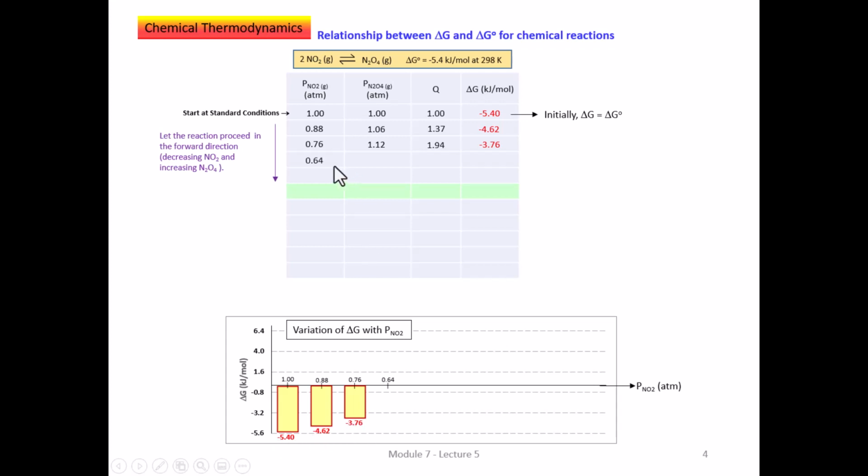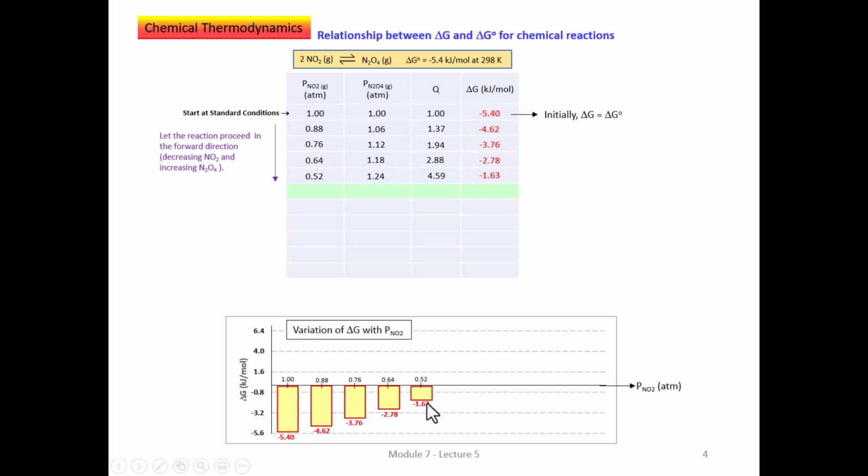Let's keep going here. We'll use up more NO2, produce more N2O4. Here's the Q, here's the delta G. It's even less negative now at 0.52 atmospheres of NO2, 1.24 of N2O4. There's the Q value. Now delta G is just barely negative. So what's happening here is that the reaction is approaching equilibrium.